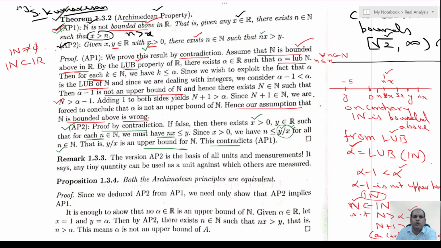Actually, in books you will find mainly property 2 referred to as the Archimedean property of real numbers, but the first one is also important, and we will use these two in various proofs. So, these two are very important results.